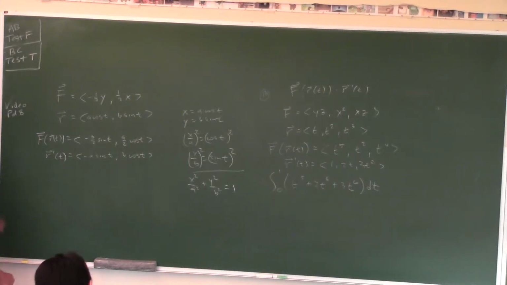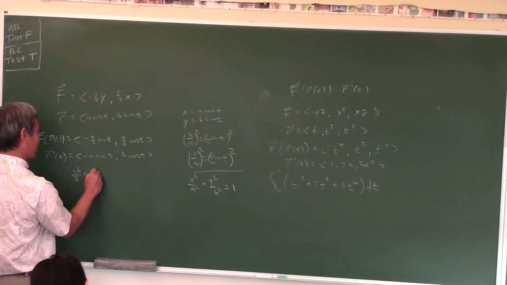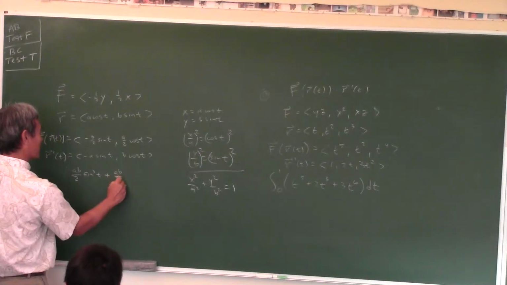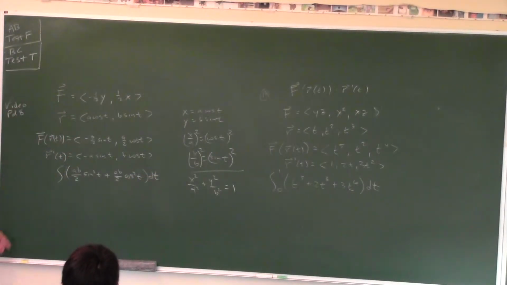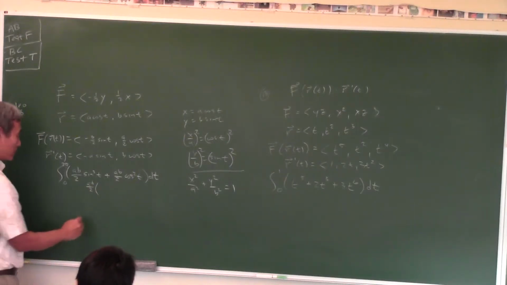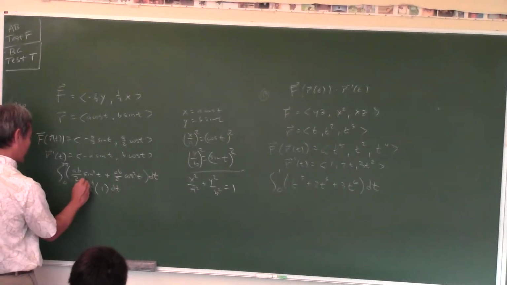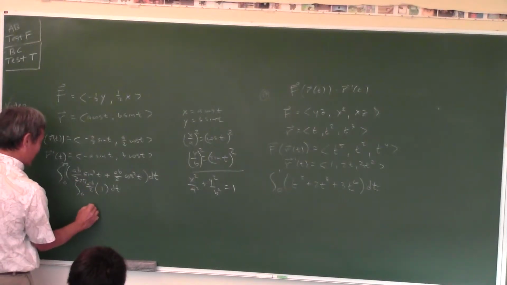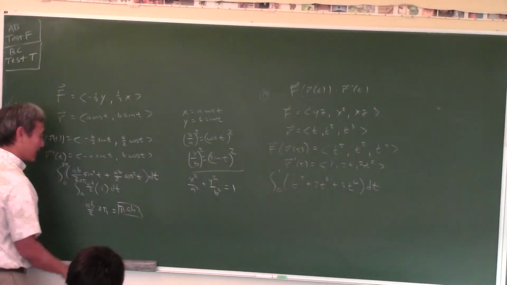And then if you dot product them, you get ab over 2 sine squared t plus ab over 2 cosine squared t, and we're going to integrate that dt from, what should my limits of integration be if we're going to go around the entire ellipse? 0 to 2 pi. Factor out the ab over 2 and you get sine squared t plus cosine squared t, which is 1, dt, integrated from 0 to 2 pi. That's just a constant, so the answer is ab over 2 times 2 pi, which is pi ab.